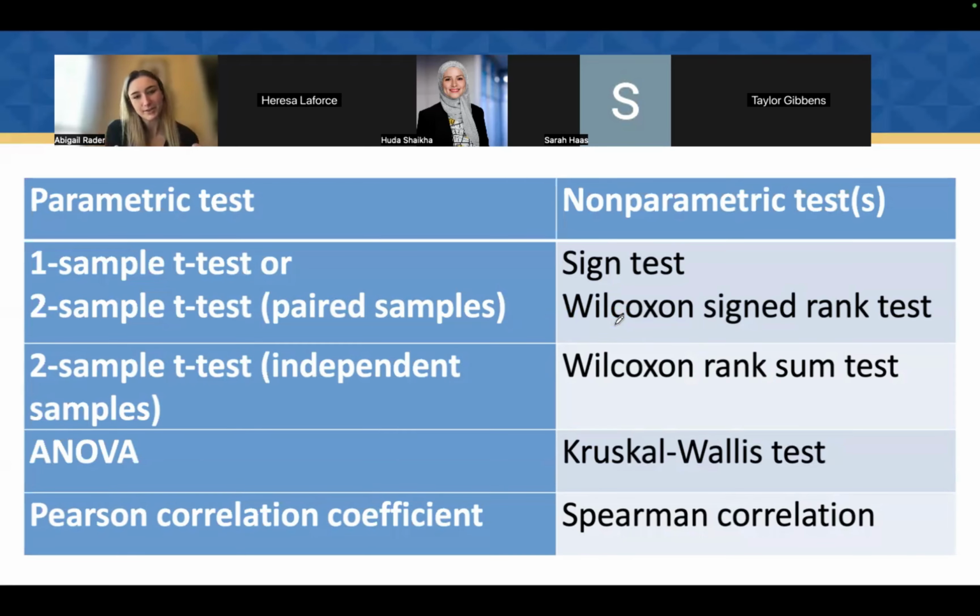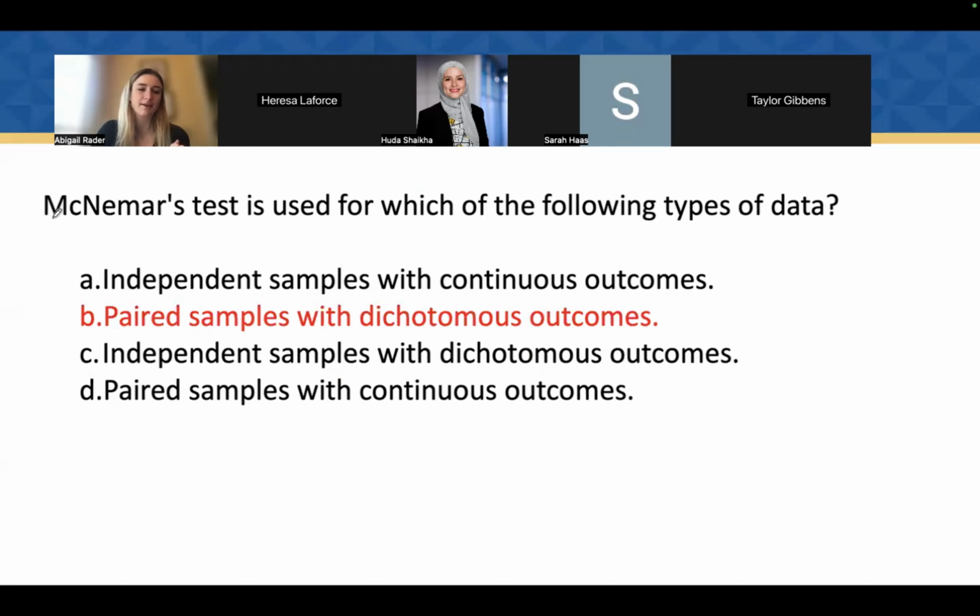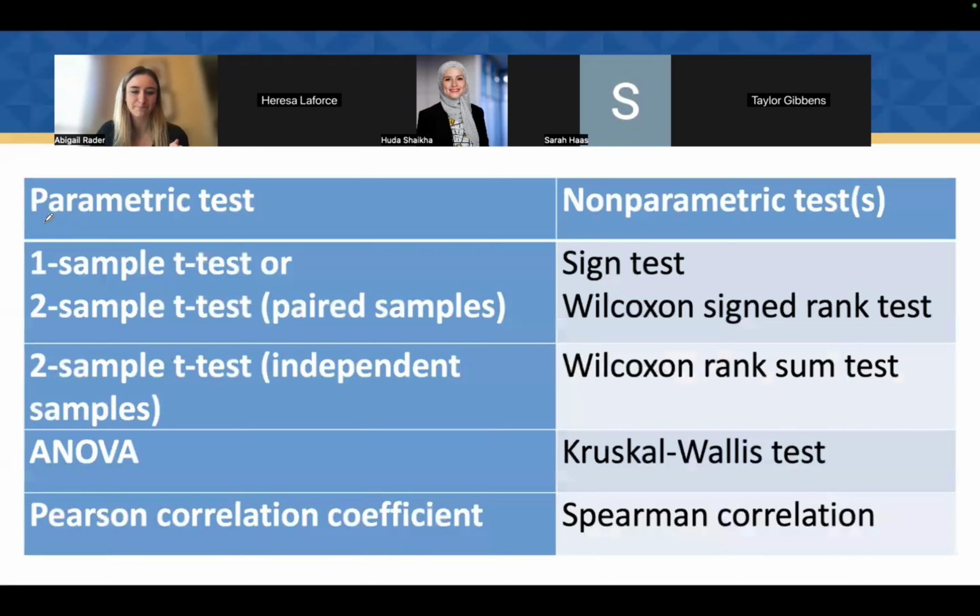I would copy this table onto your cheat sheet, because you might be asked a question like: if it's non-parametric, which test would you use? For a one-sample t-test or a paired two-sample t-test, you would use the sign test or Wilcoxon signed-rank test, then the rank sum test for two samples. ANOVA corresponds to the Kruskal-Wallis test, and Spearman correlation corresponds to Pearson correlation.